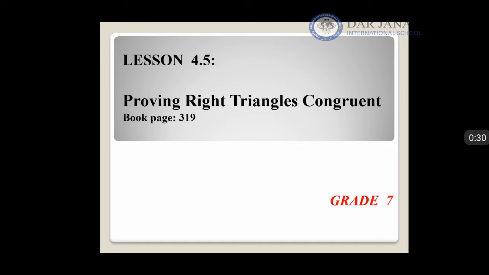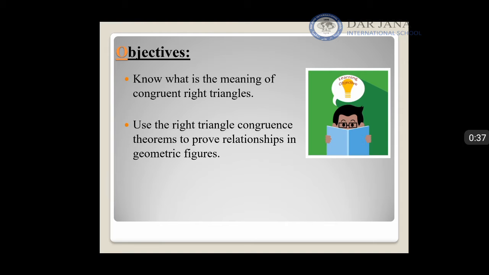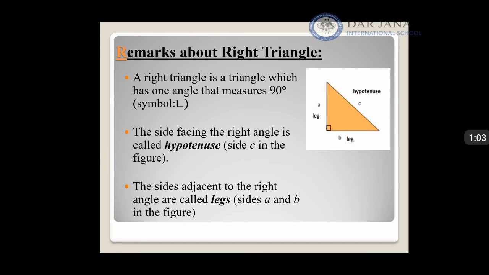So let's check how in this lesson, and let's start listing the objectives of this lesson, and let's move to this slide. So the objective of this lesson, first, by the end of this lesson you should know the meaning of congruent right triangles, and by the end of this lesson you have to use the right triangles congruence theorem. So we have new theorems for the right triangle to prove relationships in geometric figures.